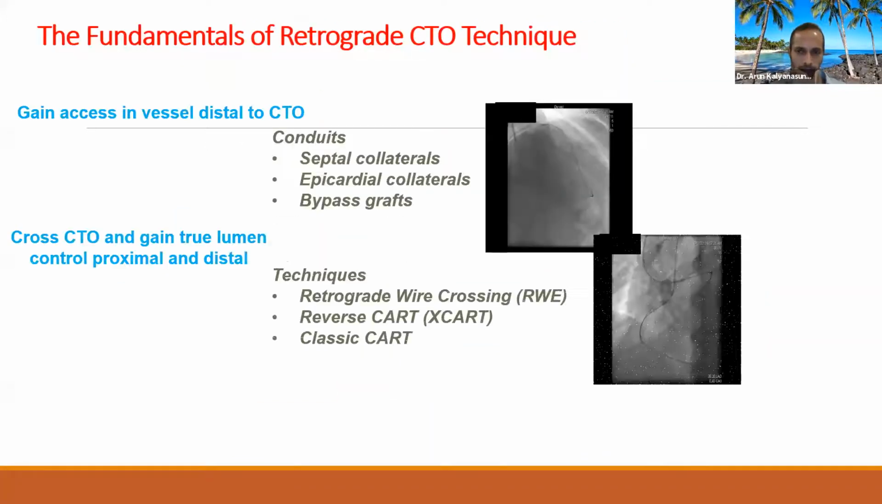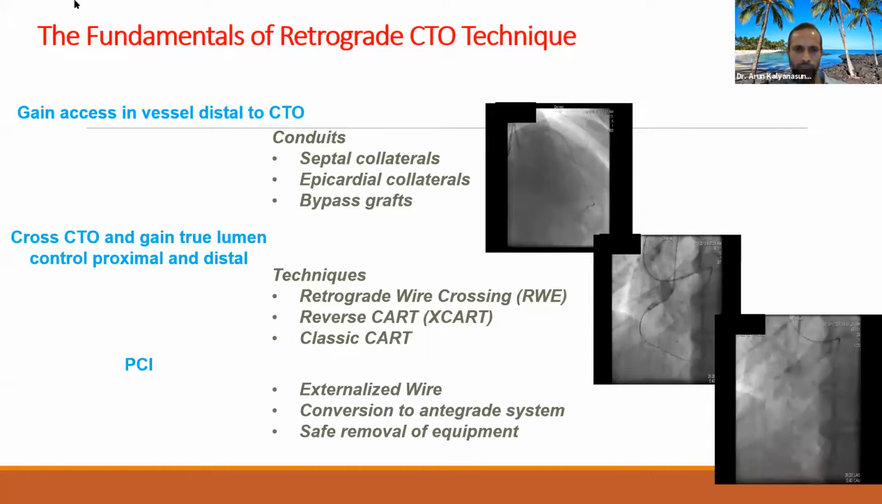This is courtesy my friend Craig Thompson. But in essence, since you can't attack from the front, you have to attack from the back. And for that, you have to have a conduit. They fall into the category of bypass grafts, septal collaterals, or epicardial collaterals. Now that you have control distal to the CTO segment, you still have to connect the planes. That's where you have two options essentially, which is retrograde wire escalation.